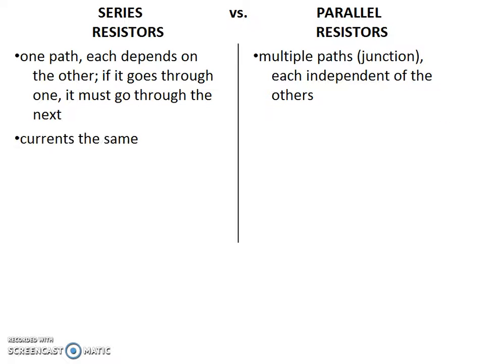What are the consequences of this? Well, in series, when there's only one path, the currents have to be the same. There's nowhere else for the charges to go. But in parallel, of course, when there's a junction, the charges split up at the junction. The current splits up. What are the consequences of that?